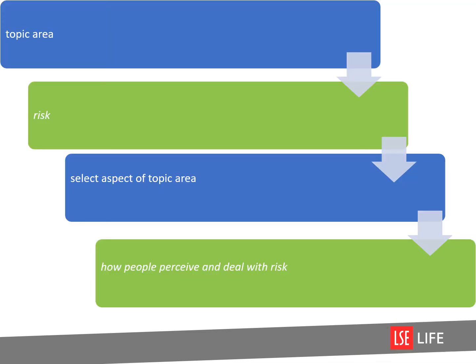Let's have a look at an example of how this narrowing down might work in practice. So say from your reading, you developed an interest in the topic of risk. So you read a bit further about that topic, and then you decide that you want to know a bit more about how people perceive and deal with risk.